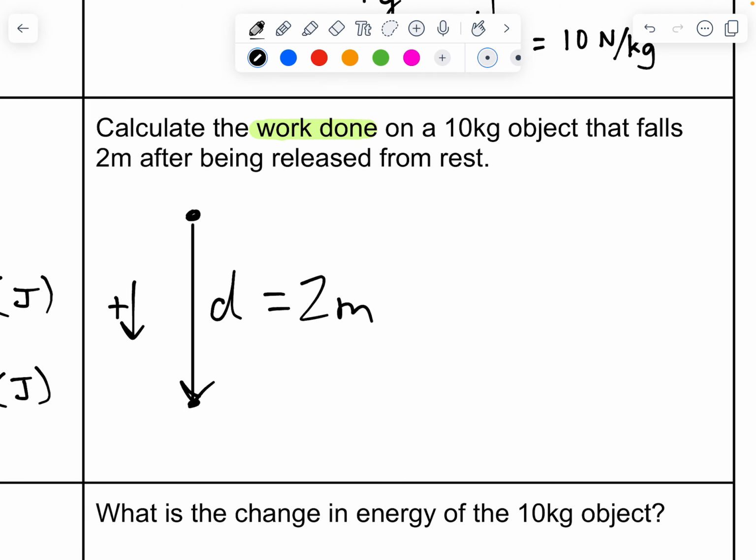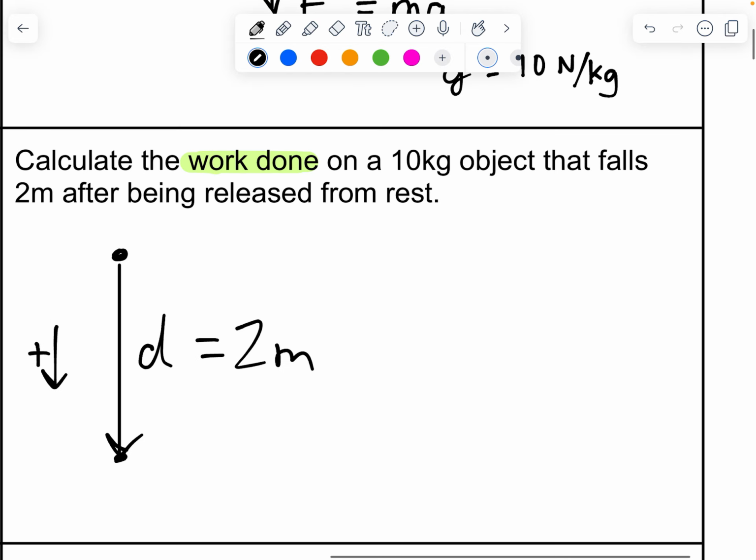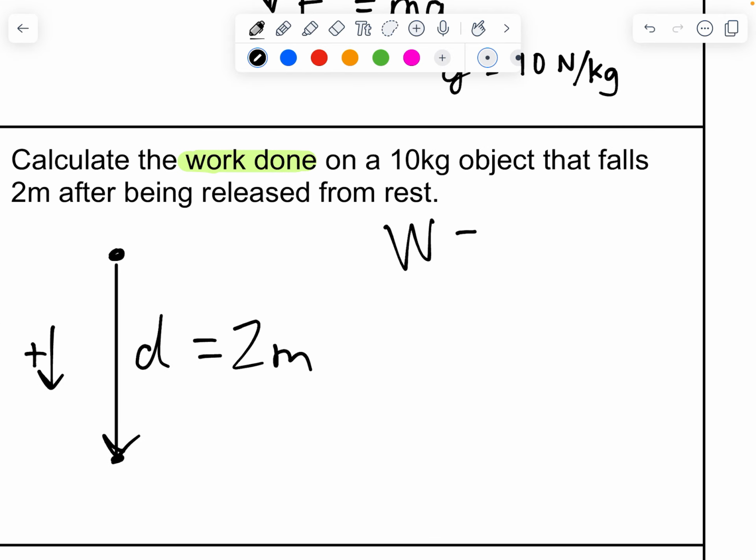Well, do we have a force in the downward direction? Well, we do. There it is. It's gravity. That is the force that causes the displacement. So here we go. Work equals force parallel times d, because the question is asking for the work done. So that's our guiding equation, right? And the force, the parallel force, is Fg.